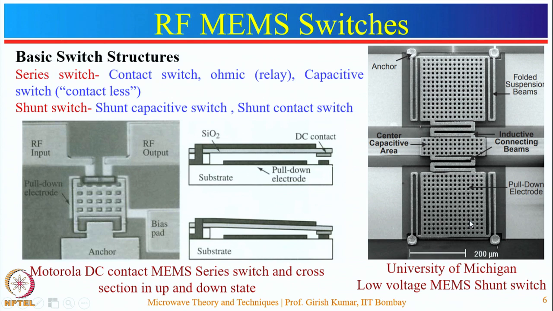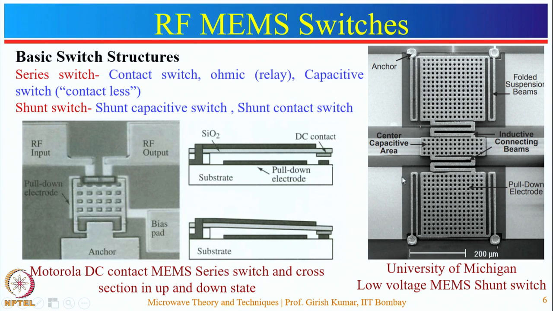The next is the example of a low voltage MEMS shunt switch which was made by the University of Michigan. It is a capacitively coupled switch. In this case, the pull-in voltage can be reduced by increasing the area, or by decreasing the gap between the capacitor and the switch, and by decreasing the spring constant value.